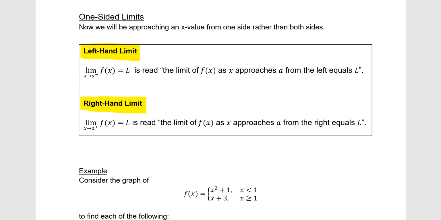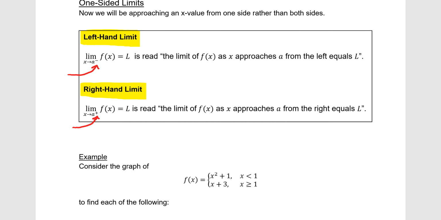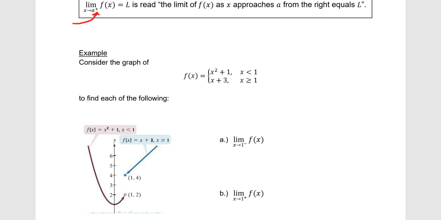So here is the notation. The limit of f of x as x approaches a from the left. So notice that little superscript negative, that means from the left. So the limit of f of x as x approaches a from the left equals L is exactly the way I just read it. And then for the right-handed limit, it's the same concept, except there is a plus superscript. So the limit of f of x as x approaches a from the right with a little plus superscript. Okay, so make sure you know those little notations right there. And let's go ahead and see a couple examples here.